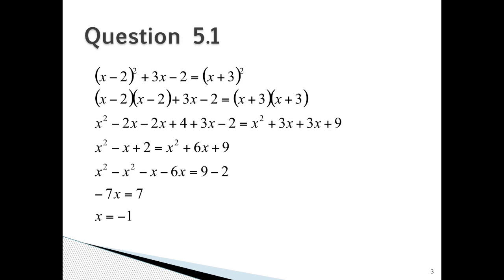You can then say all the x's can go onto one side and all the numbers on the other side. You will then be left with x squared minus x minus 6x, which is equal to 9 minus 2. Minus 7x is equal to 7, and x is equal to minus 1.